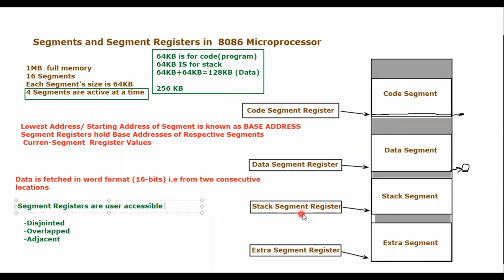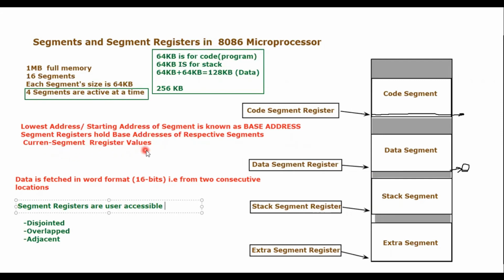Similarly, the stack segment register will hold the base address for the stack segment. So if I summarize, every starting address, or lowest address, because the starting address will of course be the lowest address as well, right? The starting address of every segment is known as the segment base address, or simply base address, and that is stored in the respective segment register. Segment base address is also known as what?